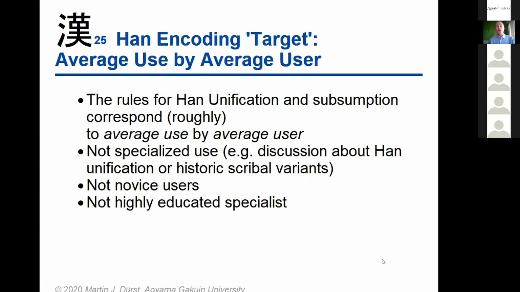Okay, so what's interesting is to note that the target of Han encoding in the modern standards is the average use by the average user, the average use in average text. It means that it's for non-specialized use. It's not for specialized use. So for example, the discussion about Han unification or the discussion of historical scribal variants or the discussion of details in font design cannot claim to need characters encoded.